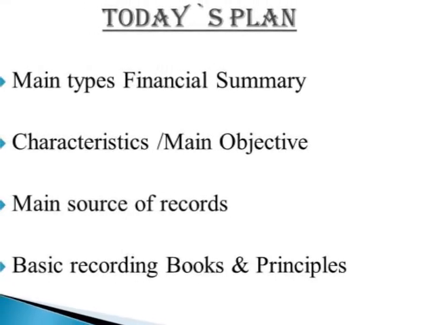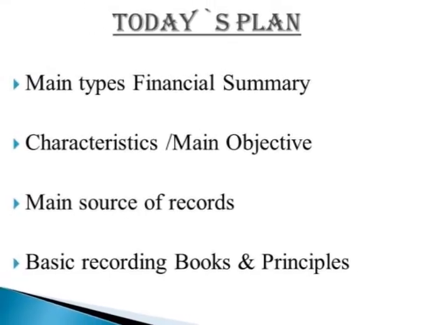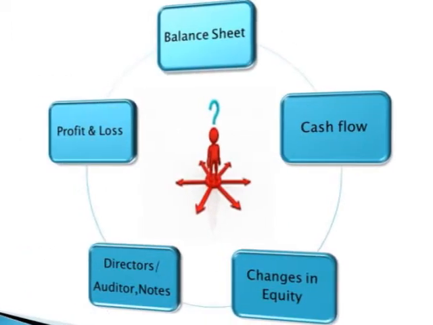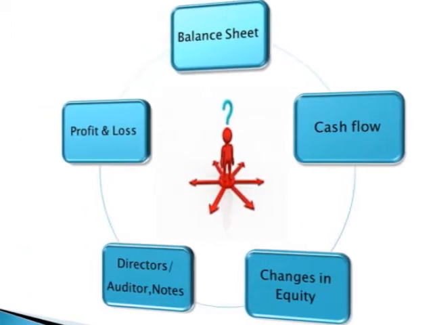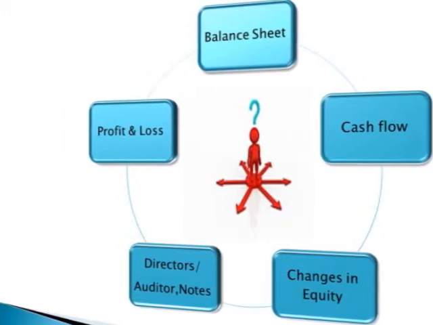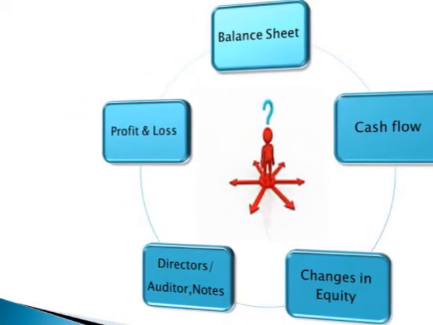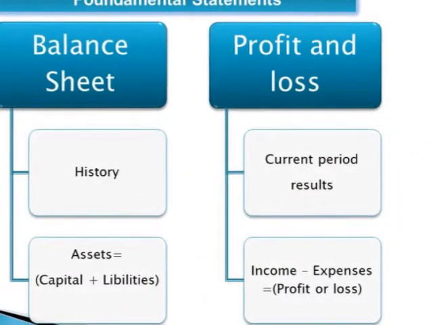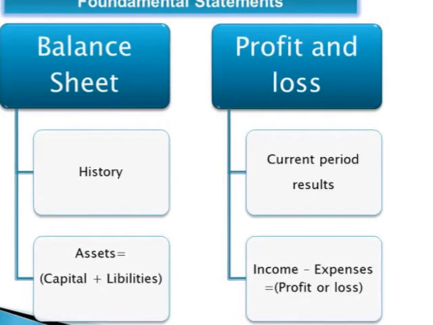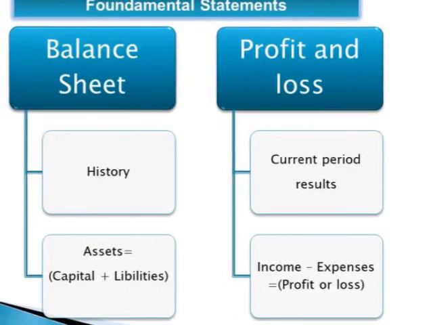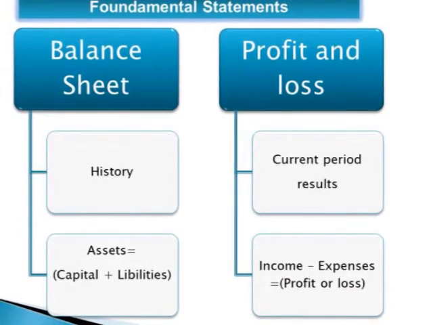Let's have a brief review of the main types of financial statements. We have profit and loss, balance sheet, changes in equity, and accompanying reports, notes, auditors and directors reports. The profit and loss statement is the current period's results obtained by subtracting this period's expenses from this period's income to obtain either its profit or loss, thus the name of the statement.